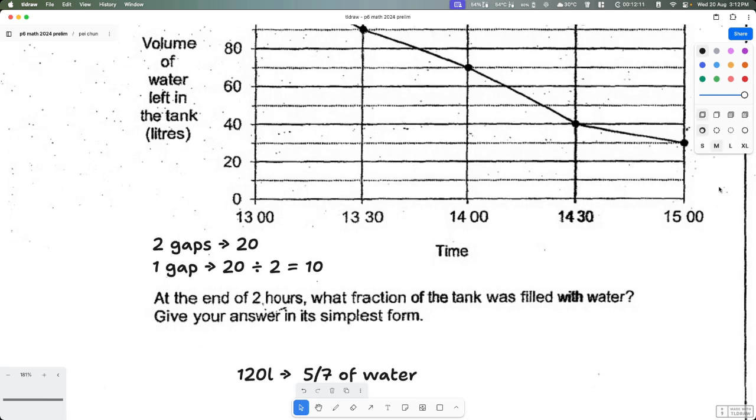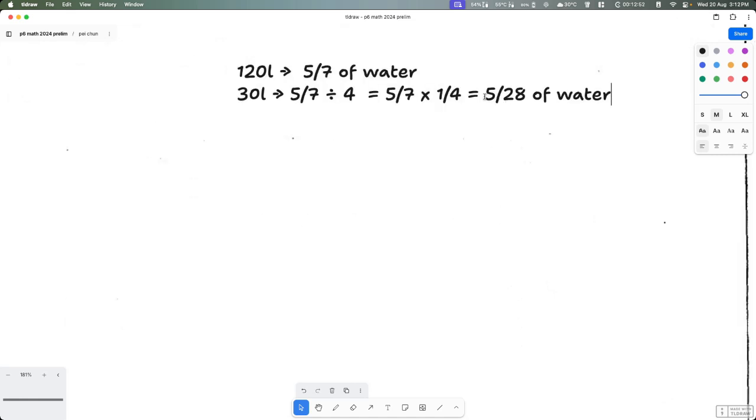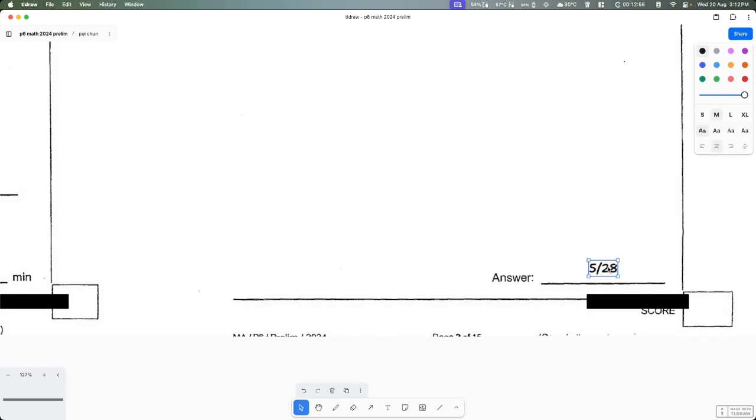And then for that 1500, if I draw a red line just to make it easier, it's the middle between 20 and 40, so that means this is 30. Okay, so at the end there's 30 liters, so we'll just write here, 30 liters is equal to 5 over 7 divided by 4, right? So 120 to 30 is 4. So you divide by 4, which is basically 5 over 7 times 1 over 4. And what will this give us? 5 over 28 of water is filled. So that means 5 over 28 is the answer. All right, that's it. Let's move on to the next question.